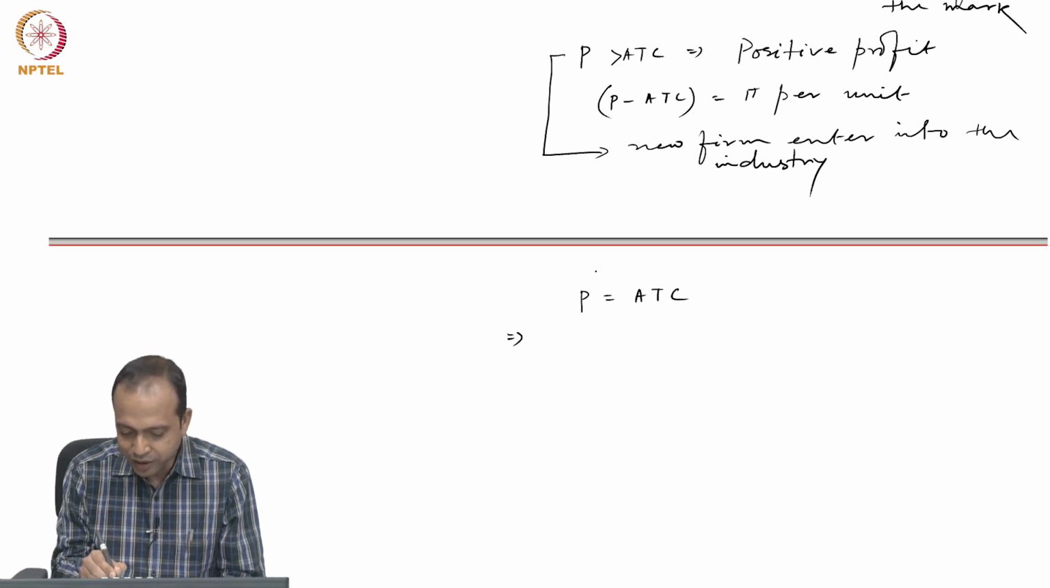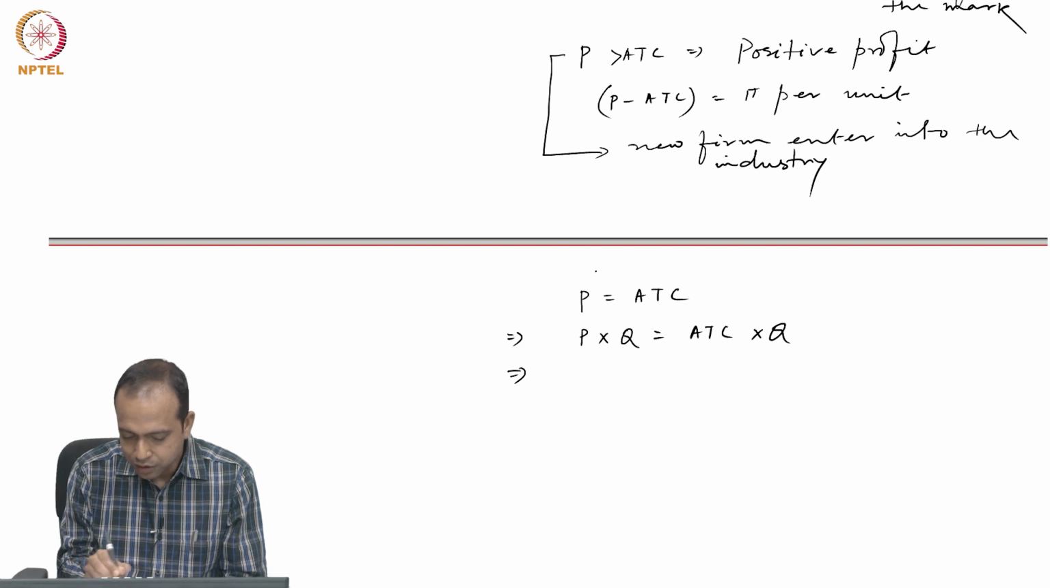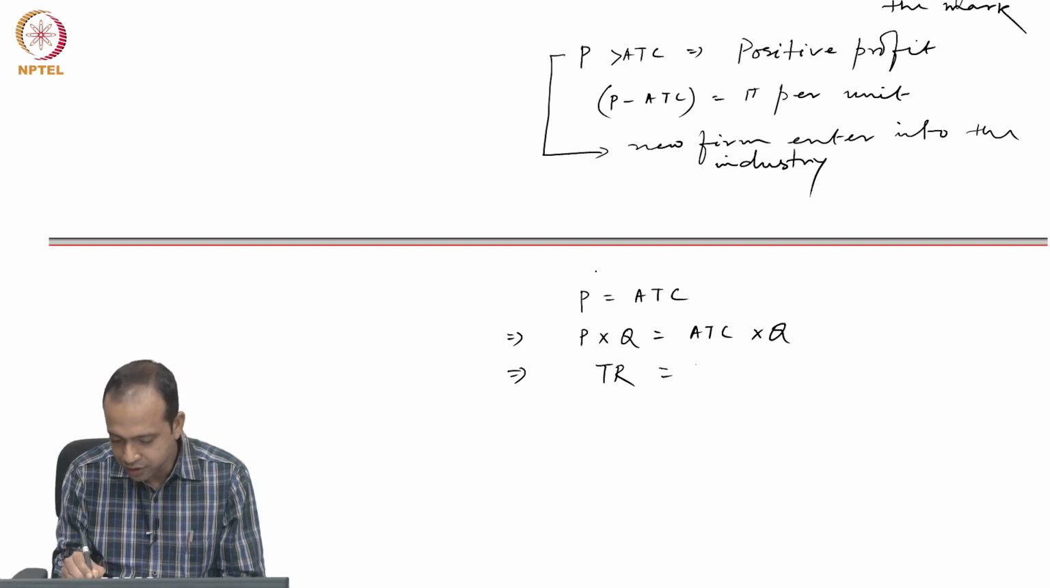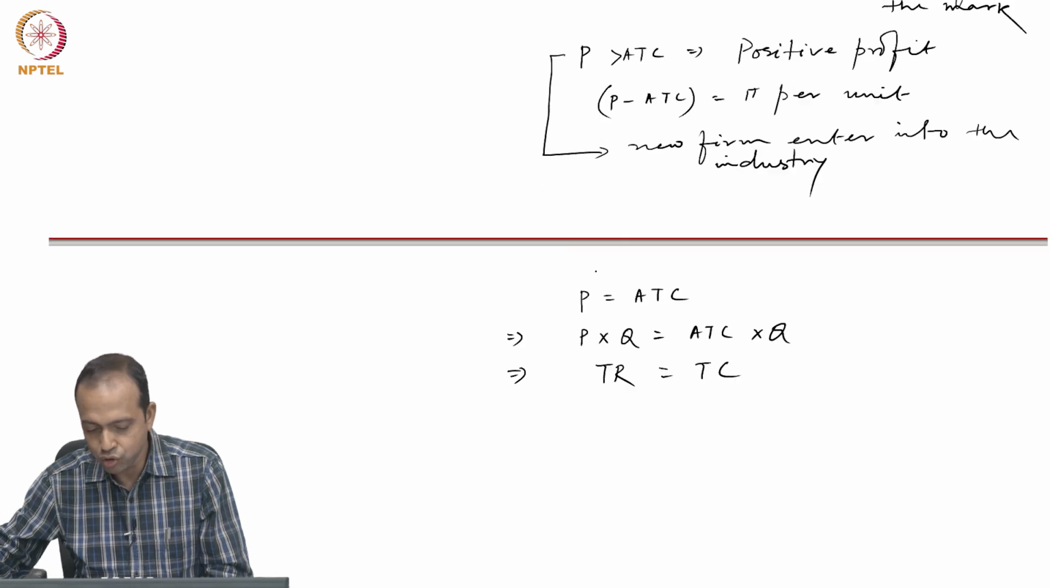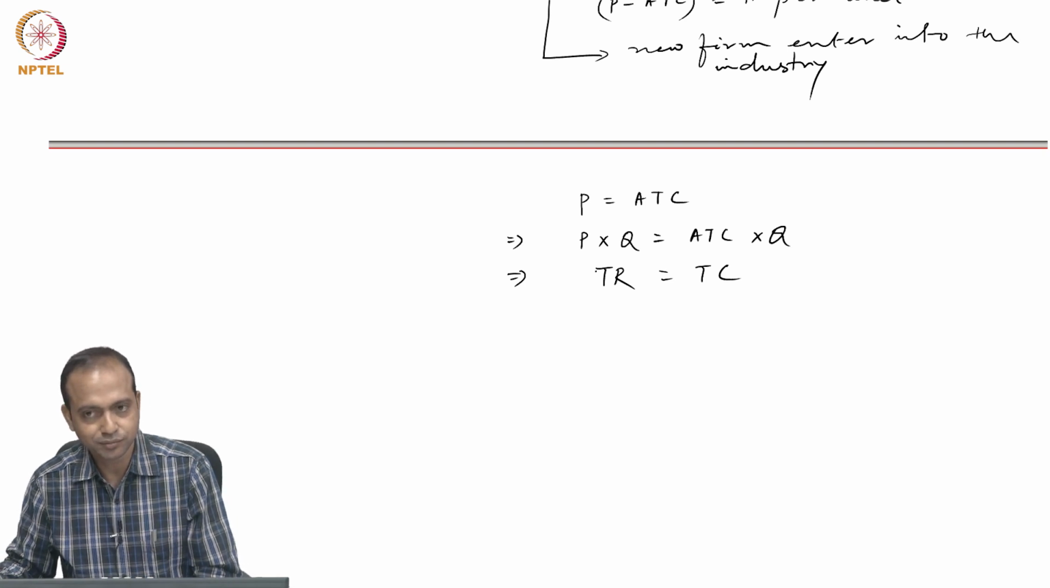That means if you again multiply P into Q equals to ATC into Q. So, that means your total revenue TR equals to TC. This is the long run equilibrium condition. Okay. TR equals to TC.